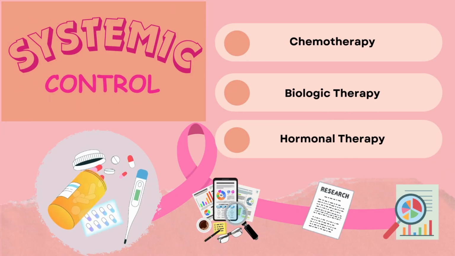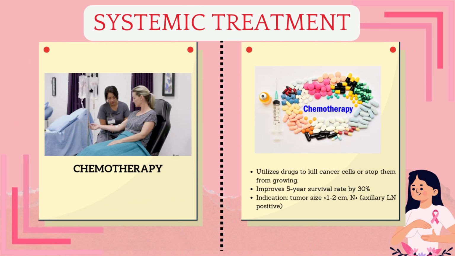Systemic control options include chemotherapy, biologic therapy, and hormonal therapy. Chemotherapy uses drugs to kill or stop cancer cells from growing. It can be given before surgery or after to reduce recurrence risk, improving the 5-year survival rate by 30%.